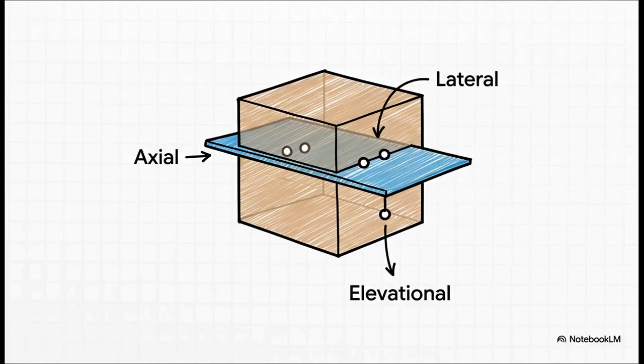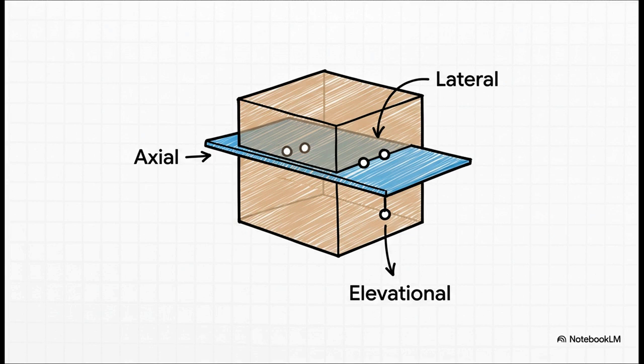When it comes to image quality, resolution is everything, and we have to think about it in 3 dimensions. Axial resolution is our ability to tell apart two objects that are lined up one in front of the other, right along the path of the beam. We make this better by using higher frequencies.